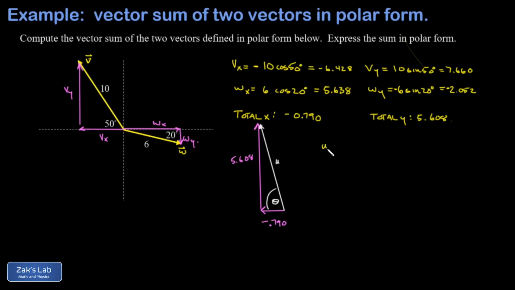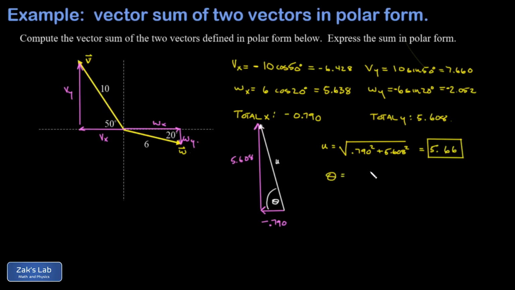Then we get the magnitude of the vector sum using the Pythagorean theorem on this. So we take the sum of the squares of the legs and square root the result. Note that I just disappeared the minus sign on the 0.790 there because I was going to square it, and that undoes the minus sign anyway. And I get a vector magnitude of 5.66, just keeping 3 sig figs.